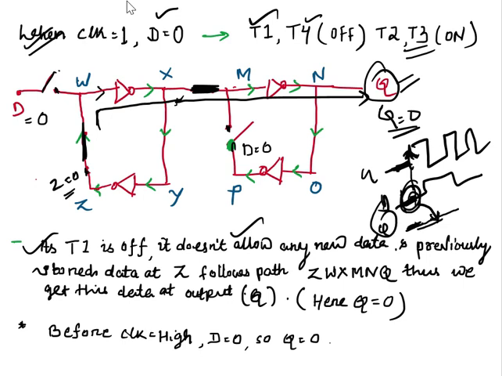And the path here is, sorry, the path here is Z, then W, then X, then M, then N, and then Q. Okay, so we get the data at output Q. And this is the reason, okay, let me show you something.